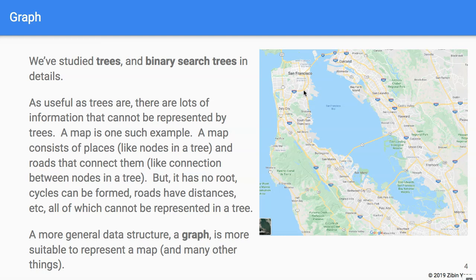And also, roads can have distance. They have lengths, and roads sometimes even have tolls. You have to pay to get on those roads. There are all sorts of things that a tree simply cannot represent. So we need a more general data structure, and obviously that is the graph, which is what we're going to be talking about for this week and next.